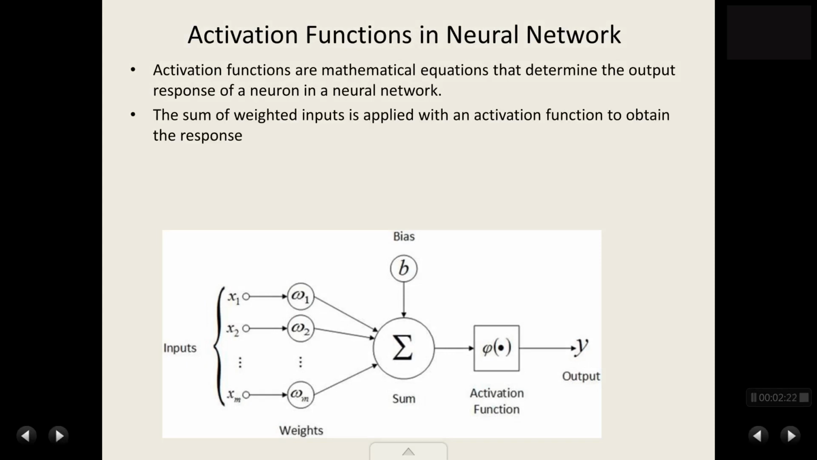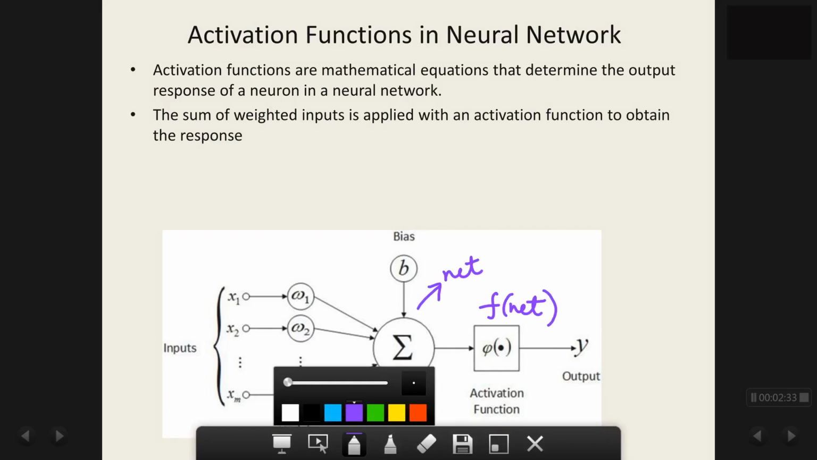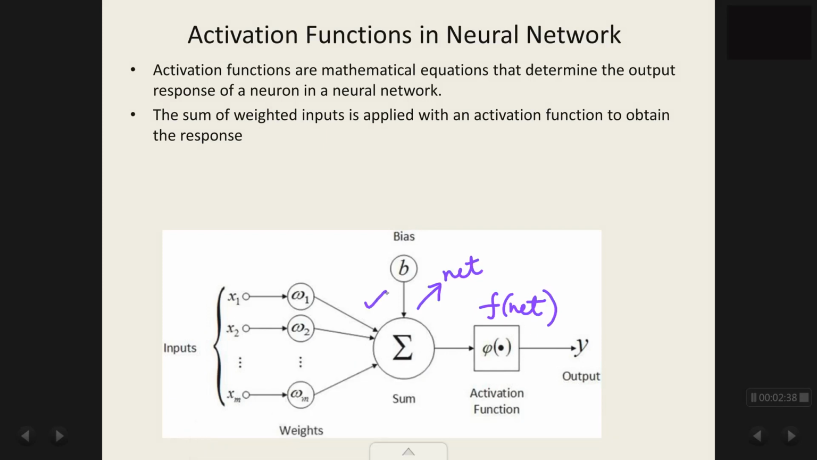As you can see here, activation functions are mathematical equations that determine the output of a neuron in a neural network. This is a neuron, and for this particular neuron, the activation function will determine what the output will be. The sum of the weighted inputs is applied with an activation function to obtain the response.